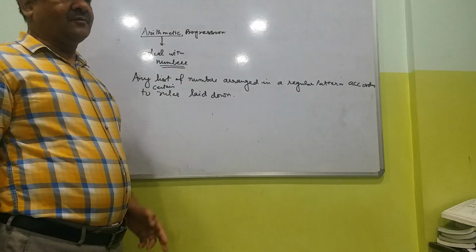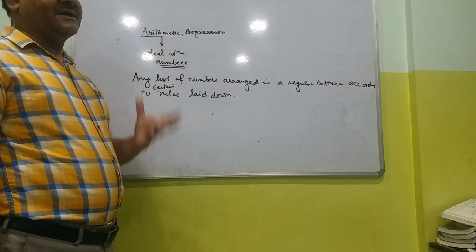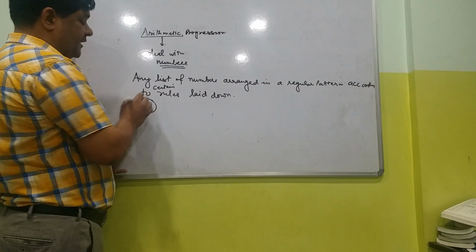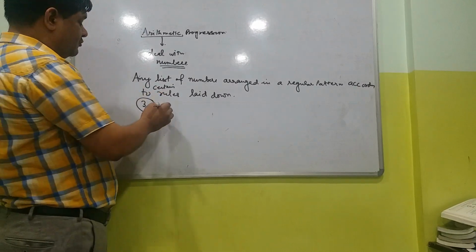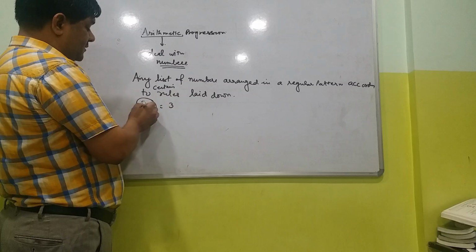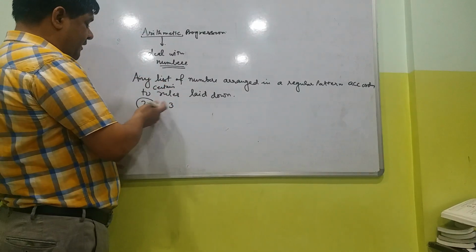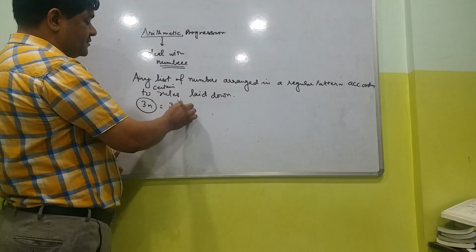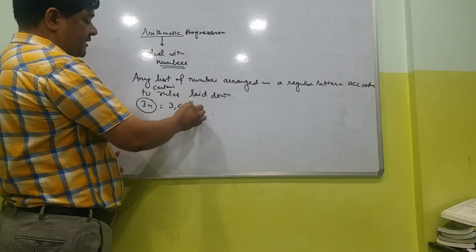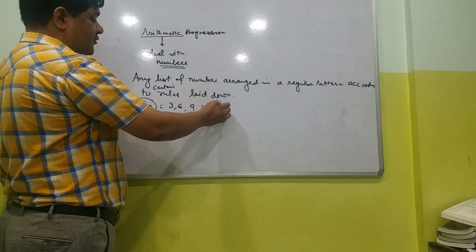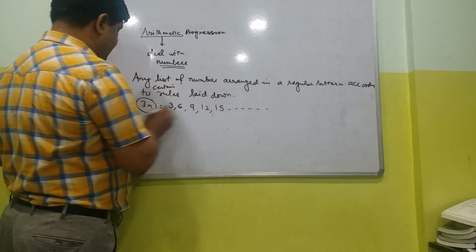Certain rules laid down. For example, I say you have to follow the pattern of 3n, right? So I will start putting values of n here. 3 into 1, 3. 3 into 2, 6. 3 into 3, 9. 3 into 4, 12. 3 into 5, 15. Right?